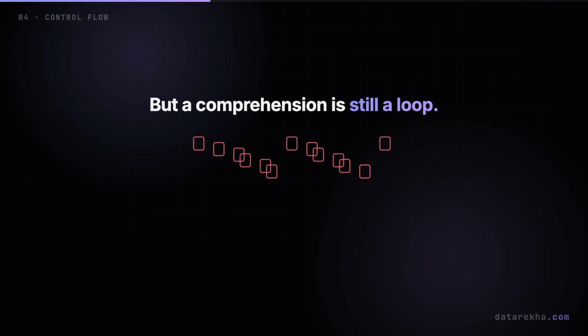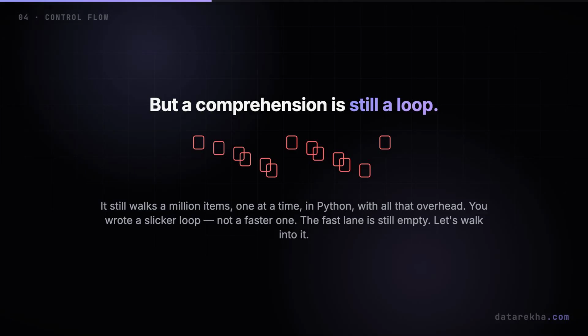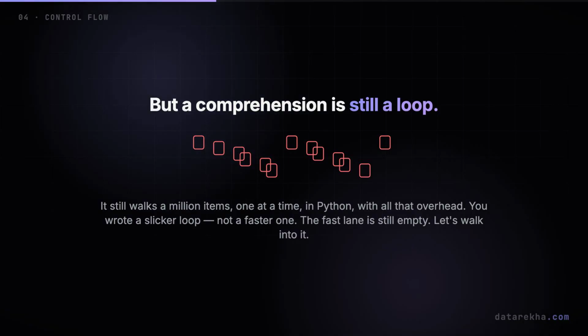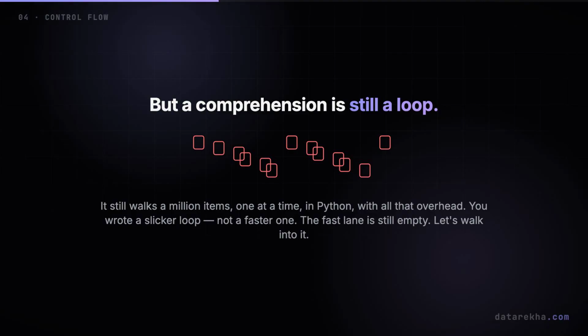Here's the catch. A comprehension is beautiful, but under the hood, it is still a loop. It still walks a million items one at a time, in Python, with all that per item overhead. You wrote a slicker loop. You did not write a faster one. The fast lane, the thing the right side of our opening was using, is still completely empty. So let's finally walk into it.